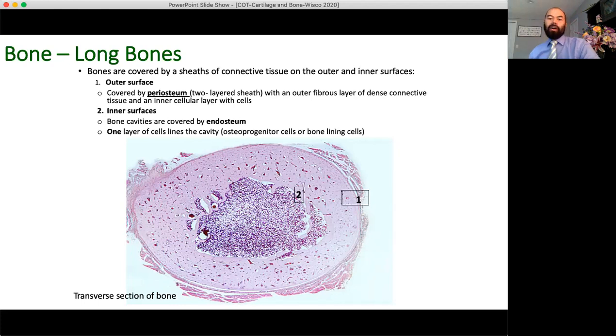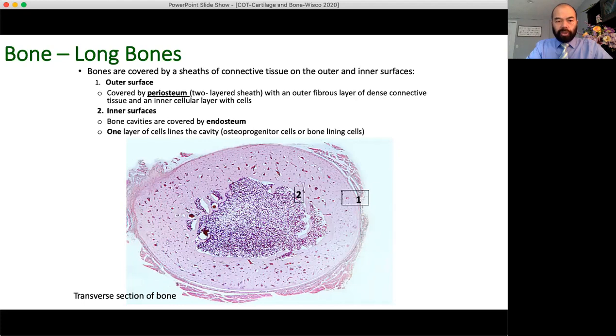And the cells, again, are mesenchymal stem cells, and also there's some fibroblasts in there, like I mentioned before with the perichondrium. But some of these mesenchymal stem cells are differentiating into osteoprogenitor cells, which will become osteoblasts.